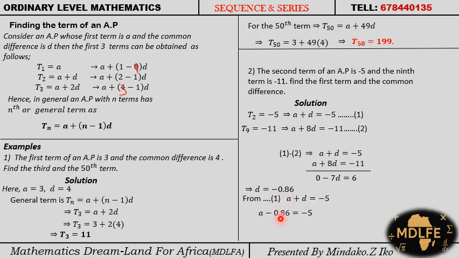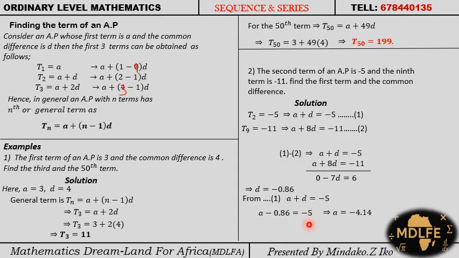So this is my D here, and for me to have my A, I have to take this term and cross it to the other side. Hence, my A is just equal to -4.14, and that is my first term. So in the AP that was given, the first term is -4.14, and the second term is -5. So actually you can obtain all the terms using this procedure.